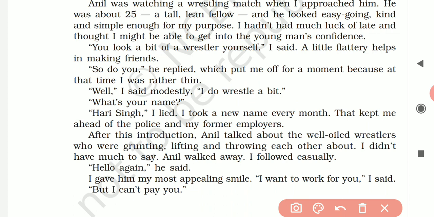Now, the boy lied and he told his name to be Hari Singh. I took a new name every month. Oh my God, here comes the climax of the story. Means he changes his name every month. Who changes his name every month? It is the young boy. He changes his name every month. And what is the reason behind it? Why does he change his name? Because that kept me ahead of the police and my former employers.